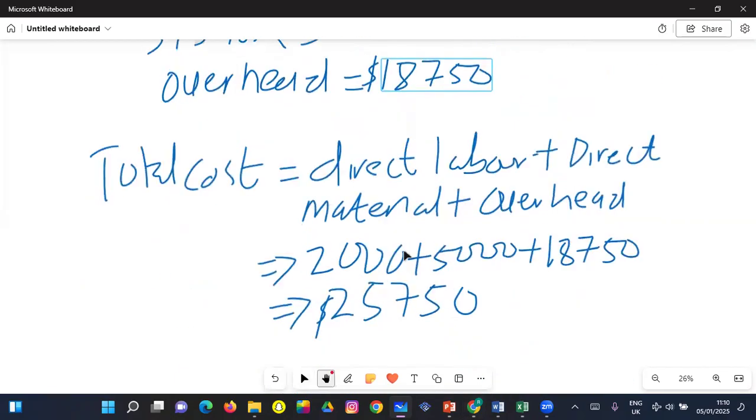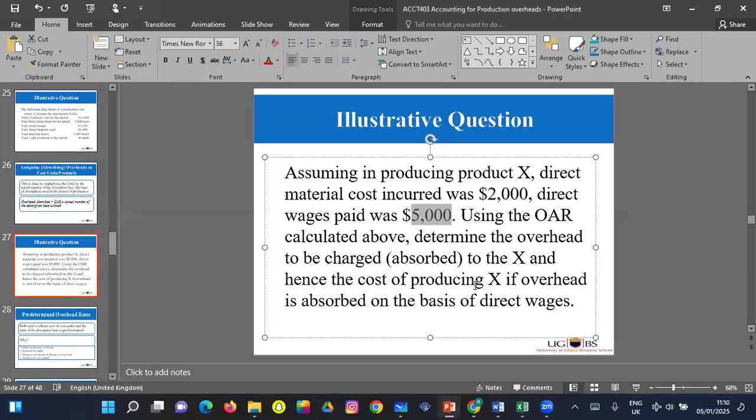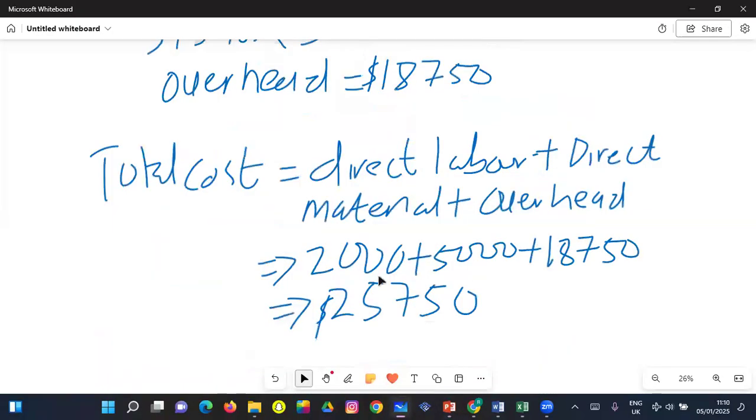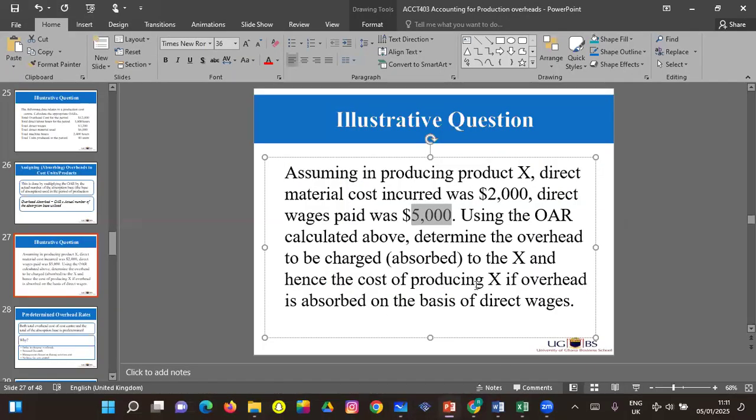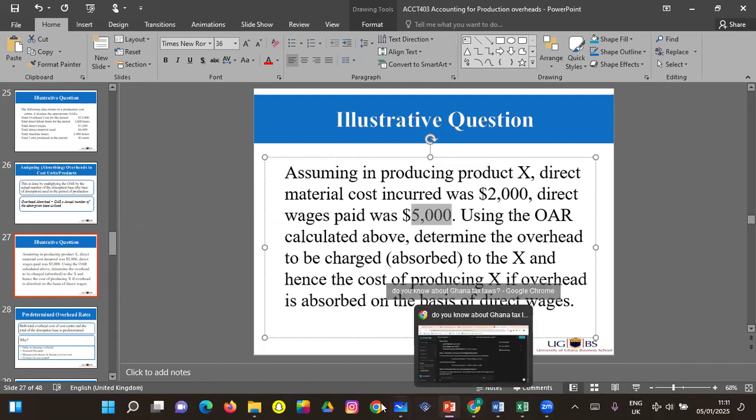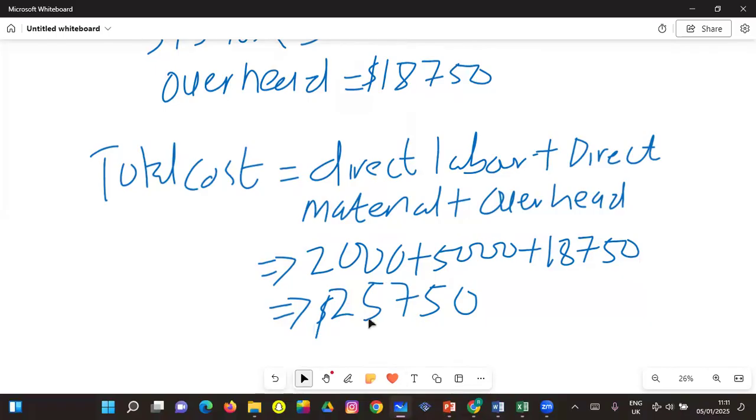In the question, they gave us the direct labor to be 5,000, then direct material to be 2,000, and our overhead we just computed is 18,750. When we add, we get our total cost. So the answer for this question, where we determine the overhead to be charged and hence the cost of producing product X, is 25,750. That's it, simple.